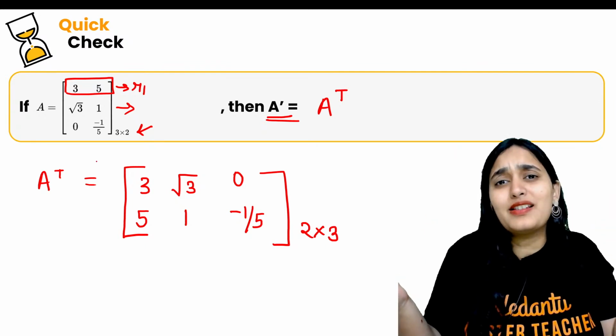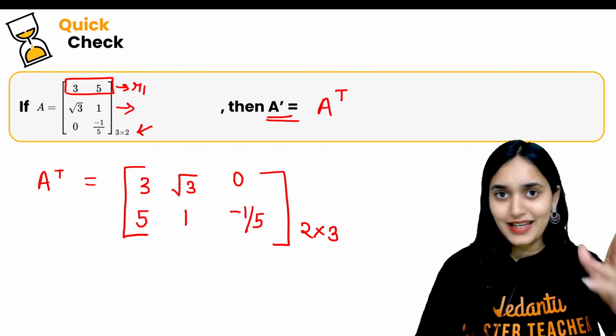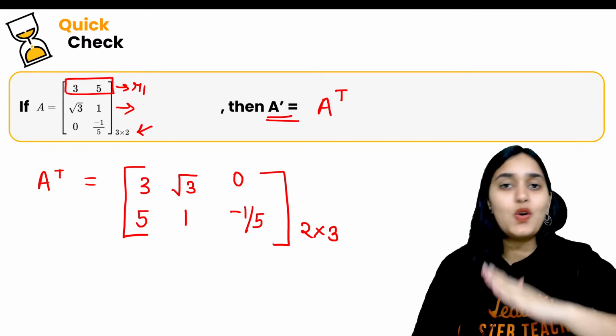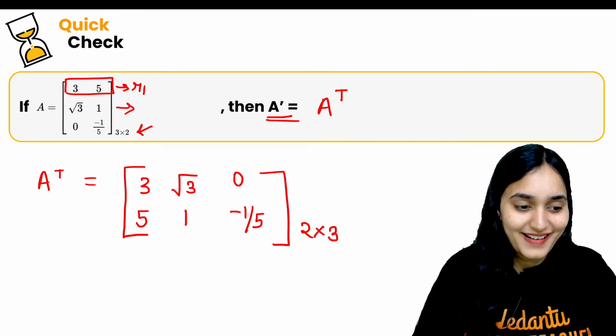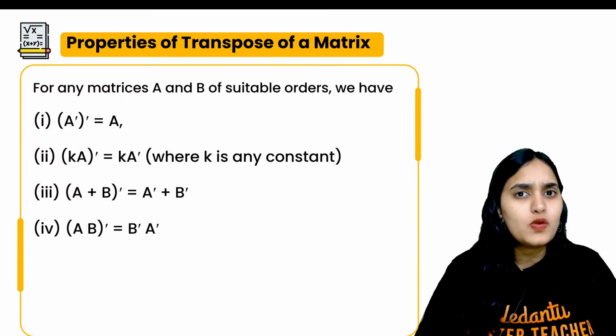So, transpose is very simple. No logic. Just interchange the rows and columns. That's it. No calculations at all. Now, here are some properties of transposing a matrix.